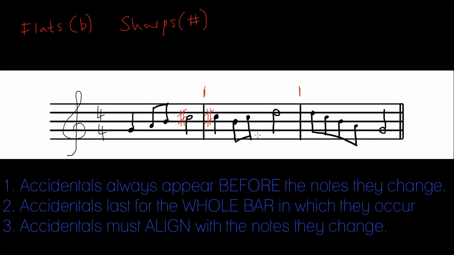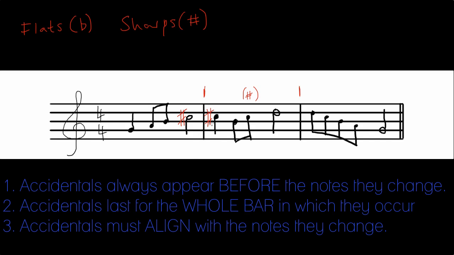So the idea of this is that it saves us a bit of time, so that we don't have to go out and write in laboriously a sharp on every other note of the same pitch that we're using in that particular bar. So if we go along here, we'll see that here we've also got a C. And even though I'm not going to write a sharp symbol next to it, when we read it we have to remember that this is also a sharp. Because rule number 2 says accidentals last for the whole bar in which they occur.